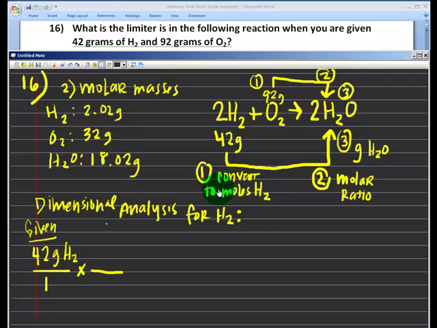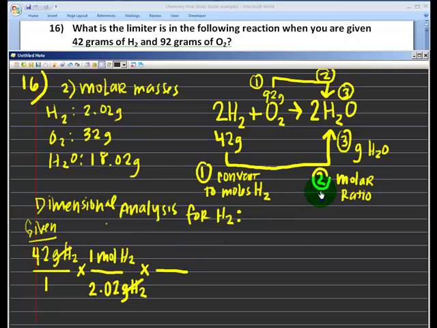Now step 1 says convert to moles of H2. When we convert to moles, we want moles of H2 on top, and in the denominator we put the molar mass, because this is the mass of 1 mole. It's almost like setting up a proportion. Now we have grams of H2 in our numerator and grams of H2 in our denominator, so they can cancel out. Alright, that was step 1. Now we're going to do step 2, which is molar ratio.